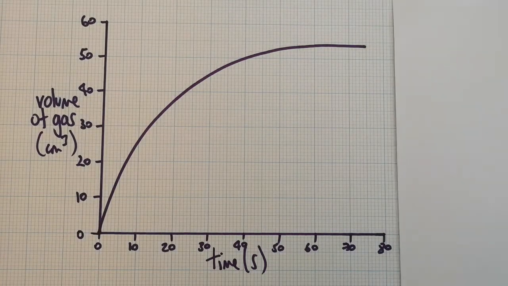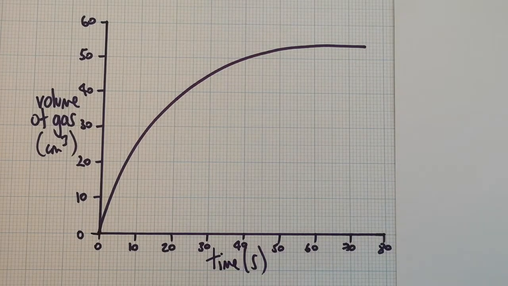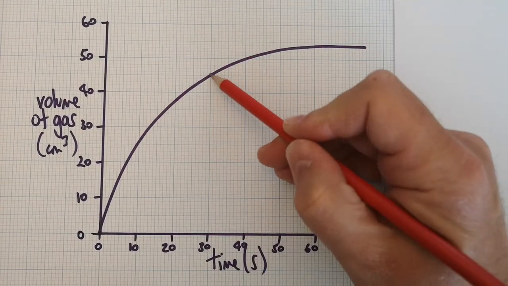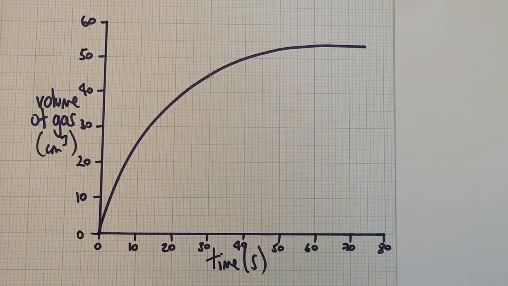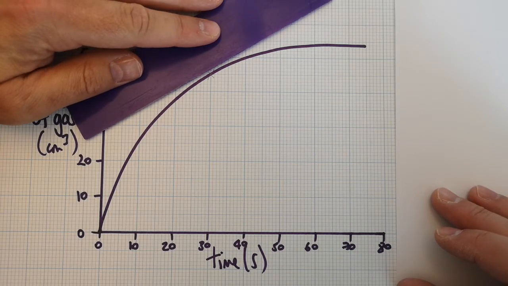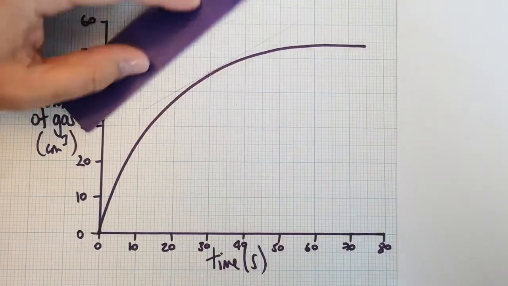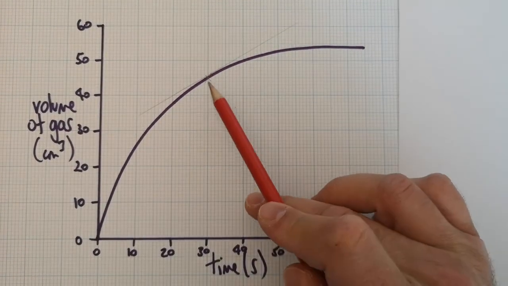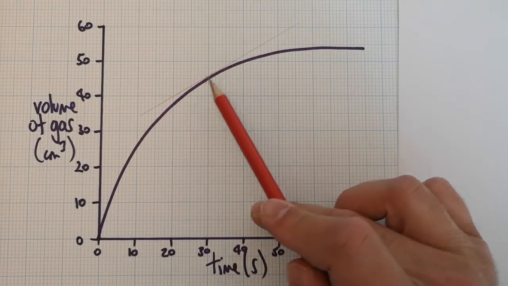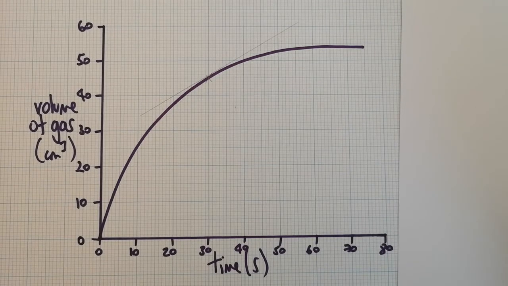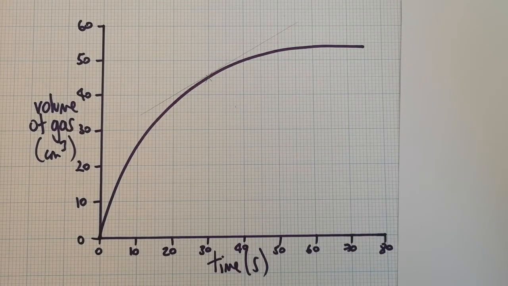So let's say that I wanted the reaction rate at 30 seconds. You can see this is the 30-second line here. So I want the reaction rate at this point here. You can see it's a curve. I can't calculate a gradient of a curve. But what I can do is draw a tangent to that curve. And you should be able to see that the tangent in my pencil line just touches the curve but does not cross the curve. And because it's a straight line, that allows me now to calculate a gradient.